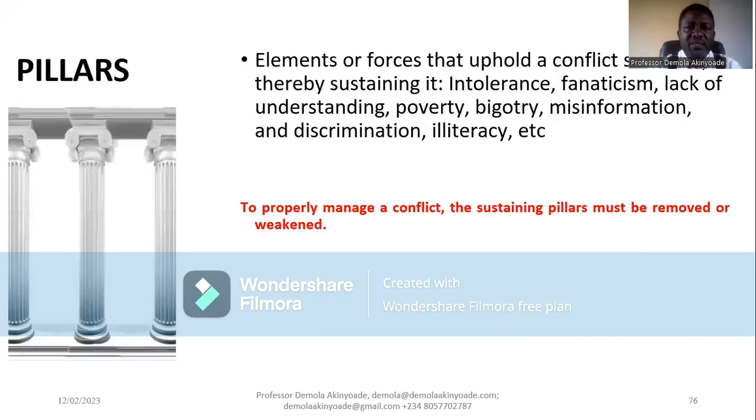Now, the pillars of conflict, pillar 2, it pitches its argument on the fact that every conflict is built on some structure of intolerance, fanaticism, poverty, bigotry, and so on and so forth. So, for us to properly understand or manage a conflict, we need to either weaken or remove its supporting pillars, its structures.